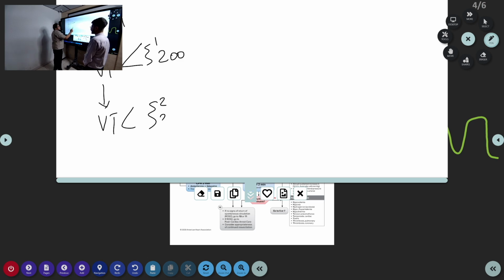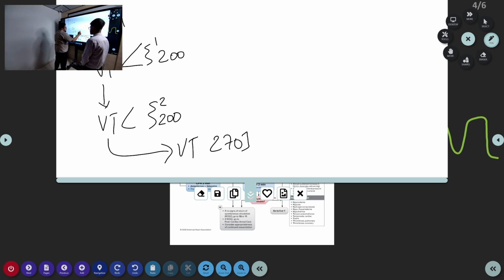Here also 200. If the defibrillator has an increased setting, next we go to 270. Then again it was VT. So what did we give? It is 270, because our defibrillator has 270. You can give that also. It is a biphasic defibrillator, and shock was given.